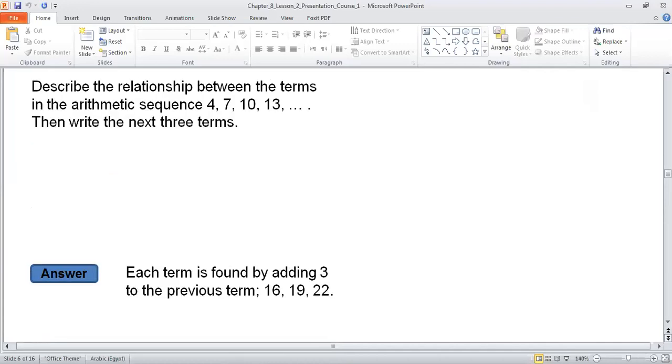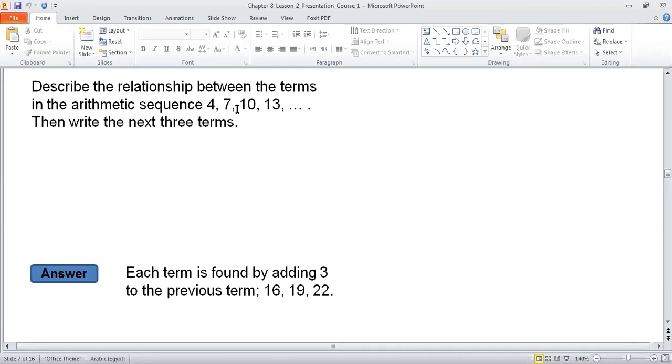Look with me. If we have an example this way, it says: describe the relationship between the terms in the arithmetic sequence, then write the next 3 terms. We have 4 becomes 7, becomes 10, becomes 13.